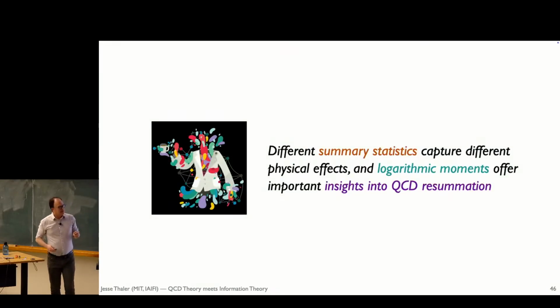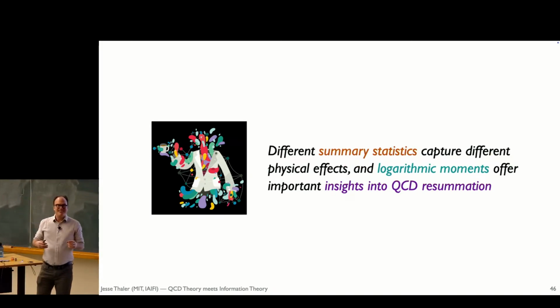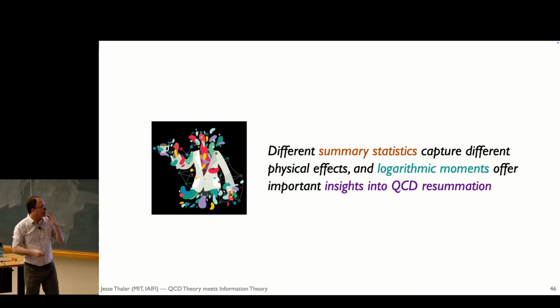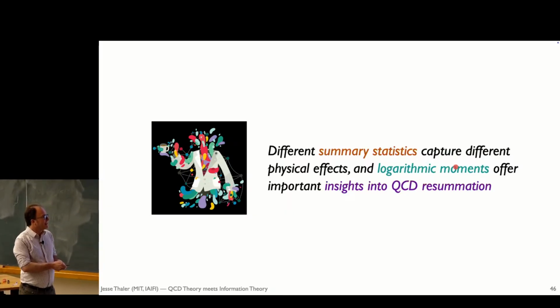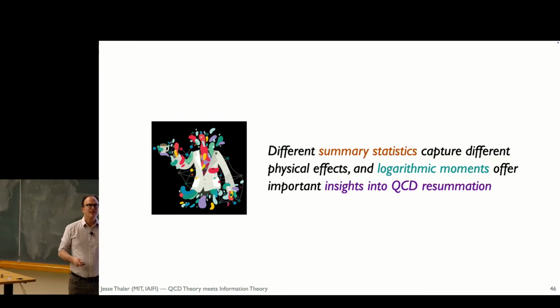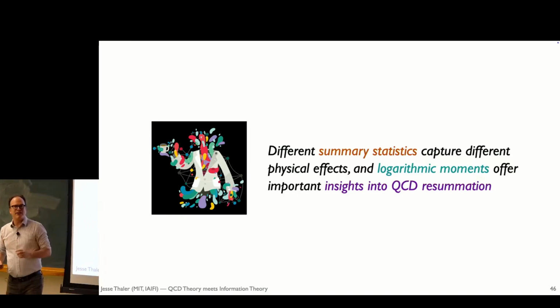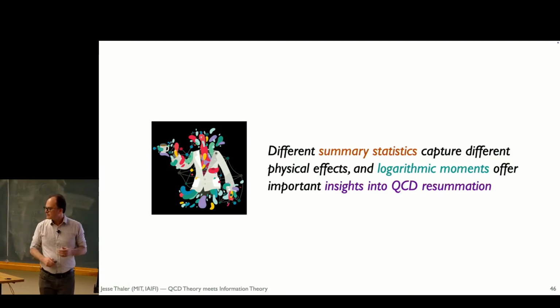So the ending here is saying, different summary statistics capture different physical effects, and this is an opportunity for us to choose summary statistics that correspond to our physics knowledge. And logarithmic moments, which again, we could have computed decades ago, but no one thought to for some reason. But this approach says that logarithmic moments are offering important insights into QCD resummation. They have a different structure. It doesn't absolve you from having to do the hard calculations, but it gives you new insights on the types of calculations that you might want to do.